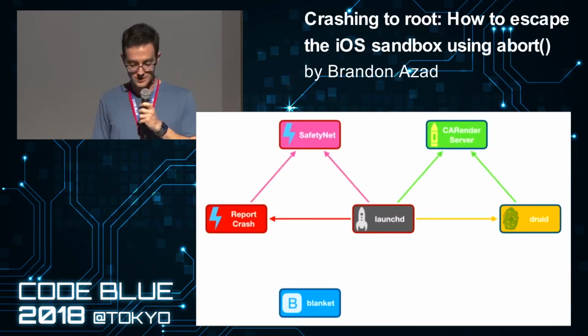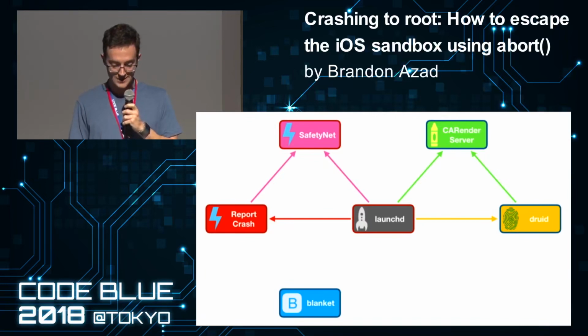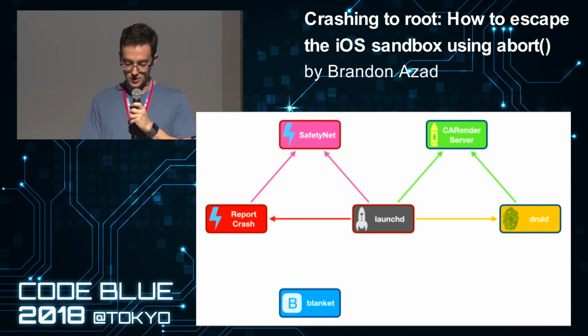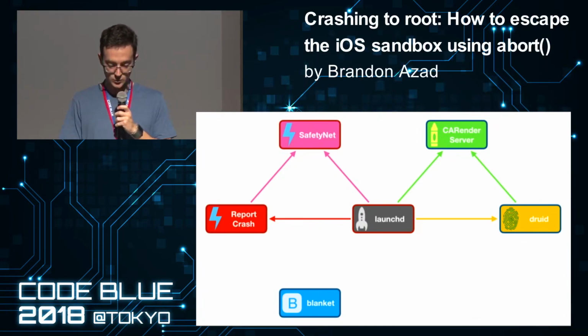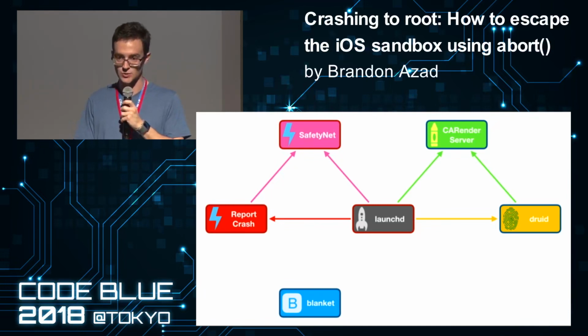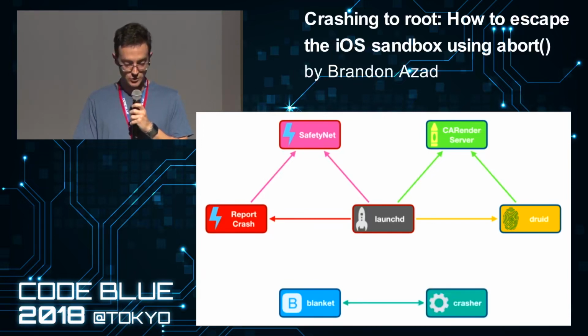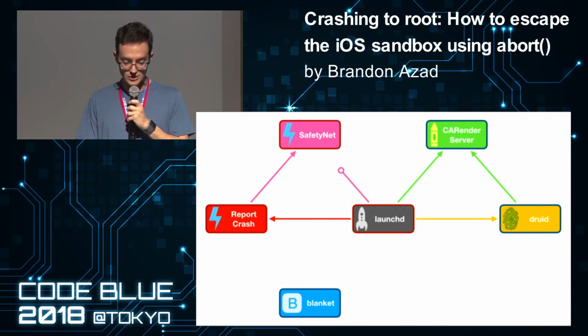Here are all of the processes involved. Blanket, our attacking process, is on the bottom in blue. LaunchD is in the center. The arrows represent having send rights to the destination. Report crash is on the left with SafetyNet as its registered exception handler. And Druid is on the right talking with CA render server. So we first start our crasher app extension, which registers LaunchD as its exception handler for EXC_CRASH and then crashes maliciously, causing LaunchD's send right to the target service to be freed.